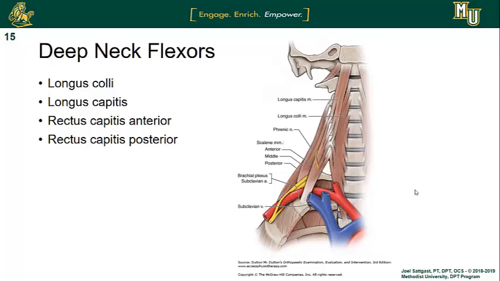So these include the longus colli and longus capitis. You can see those on the right-hand side of your screen coming from those anterior bodies and extending down, as well as rectus capitis anterior and posterior, not as easily visualized on this graphic.